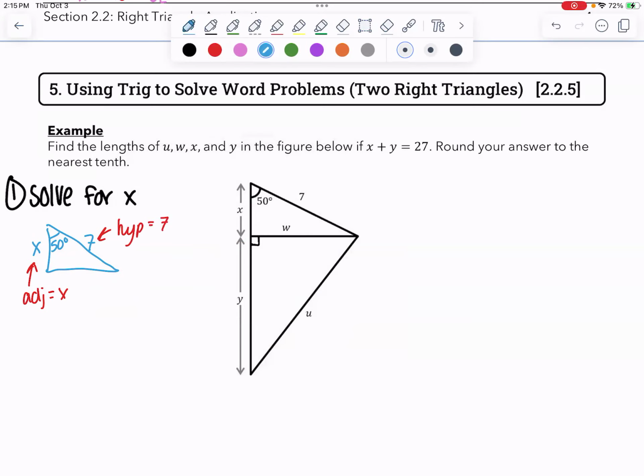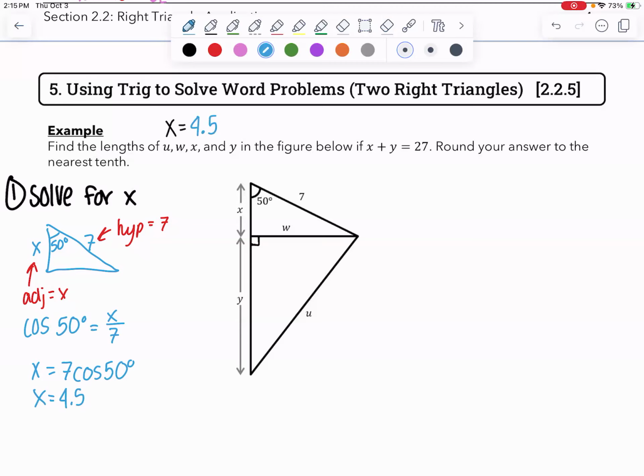So setting up the trig here, adjacent and hypotenuse, that's going to be cosine. So cosine of 50 degrees, let me give myself some room actually. Cosine of 50 degrees is equal to adjacent x over hypotenuse 7. A little bit of rearranging, we get x is equal to 7 cosine of 50 degrees. I will tell you that this turns out to be 4.5 when you round it to the nearest tenth. So I will write 4.5 up here.